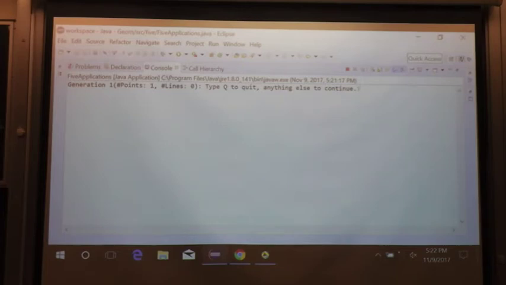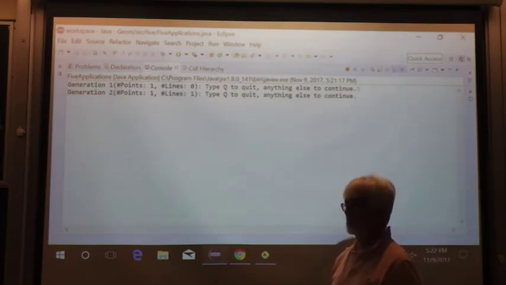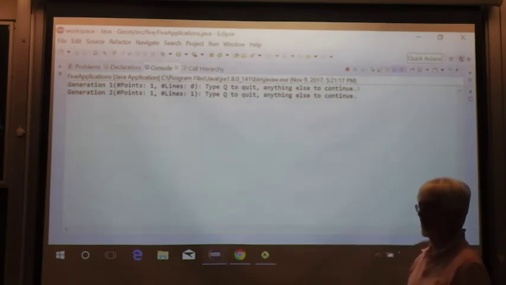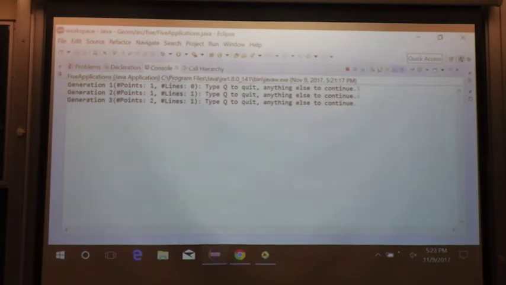So let's have a look one step further. It's going to make generation two. We take points and we join them up. It makes lines like AB. And it says there's one type of point, one type of line, and it's not said anything else, so it didn't find anything else remotely interesting. There's nothing interesting to say about the line AB. Okay, let's push it a bit further. Generation three. Two types of point.